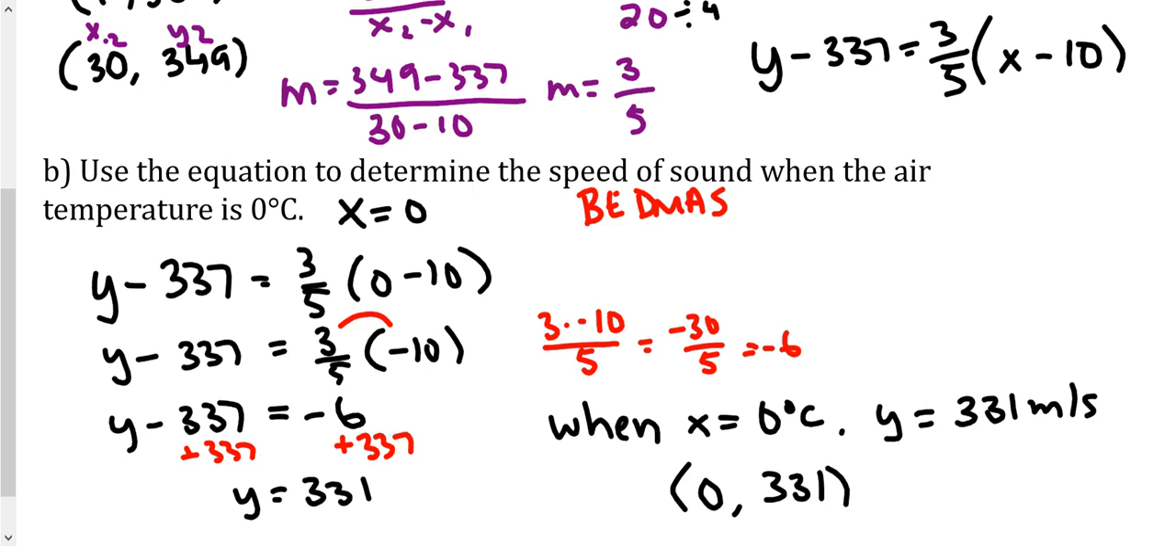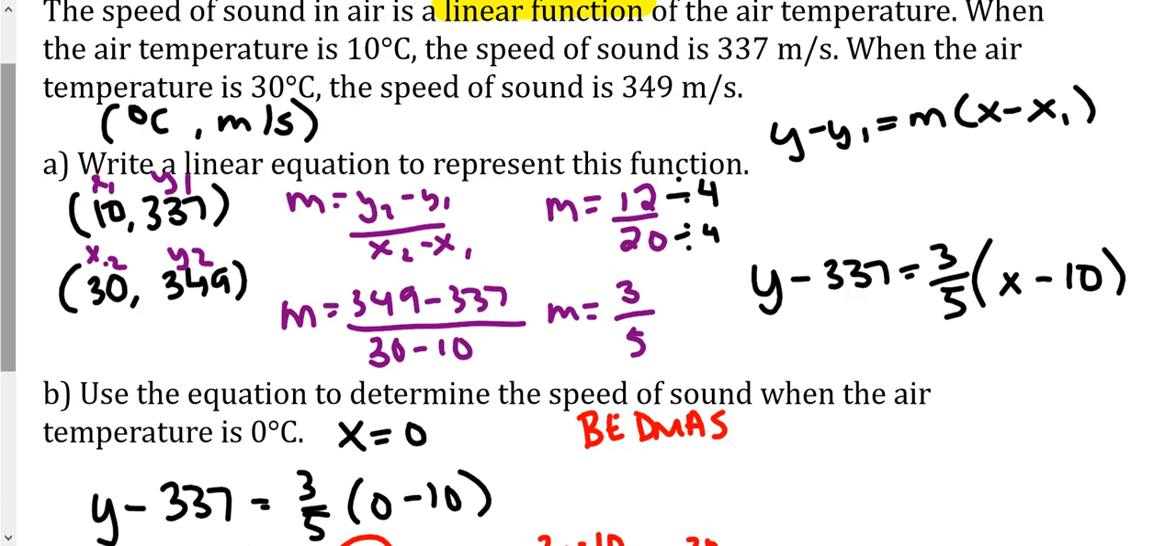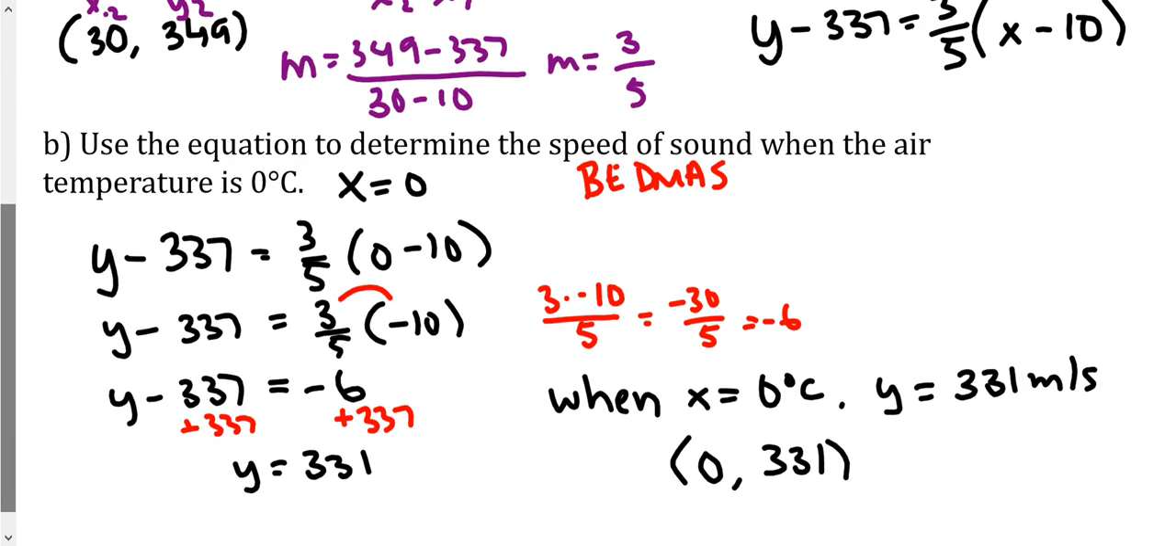All right, double check, look at your answer. Does that make sense? Well, if at 10 degrees it was 337 meters per second, and at 30 degrees it was 349, it would make sense that at 0 degrees that's the slowest value we have so far, but it's not too far different.